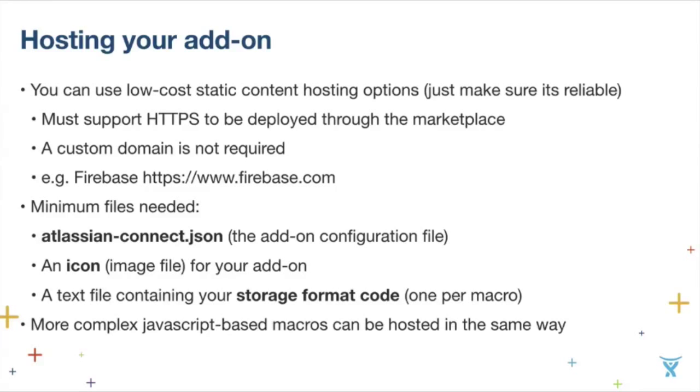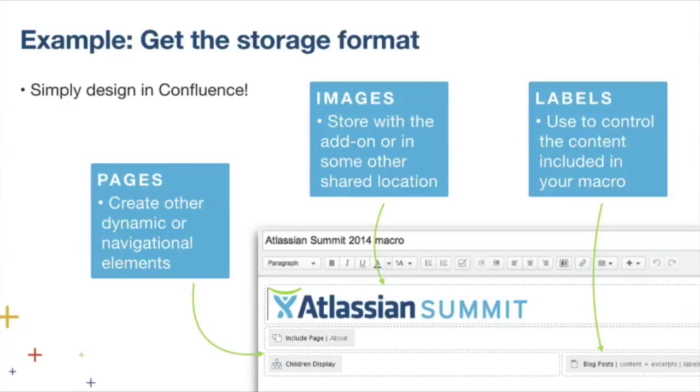Certainly you can do more complex add-ons through the same process. We're not going to cover those this morning. But just to give you an example of what you might do with a static content macro like that, how might it help you? Well, this is a very simple homepage template I've created for the summit. And imagine we wanted to create multiple spaces for people to share content from the summit, but we wanted a consistent homepage. So rather than just creating those and copying them, we can create a macro.